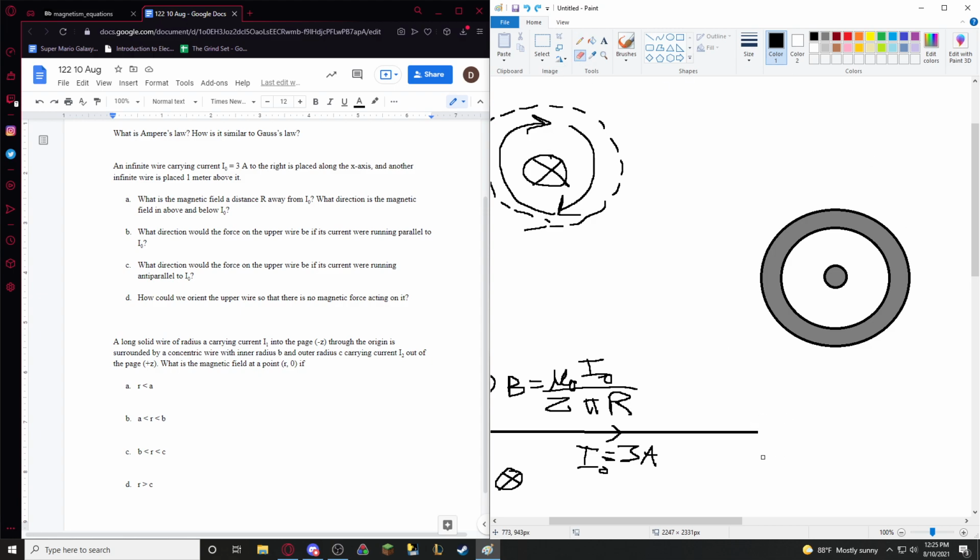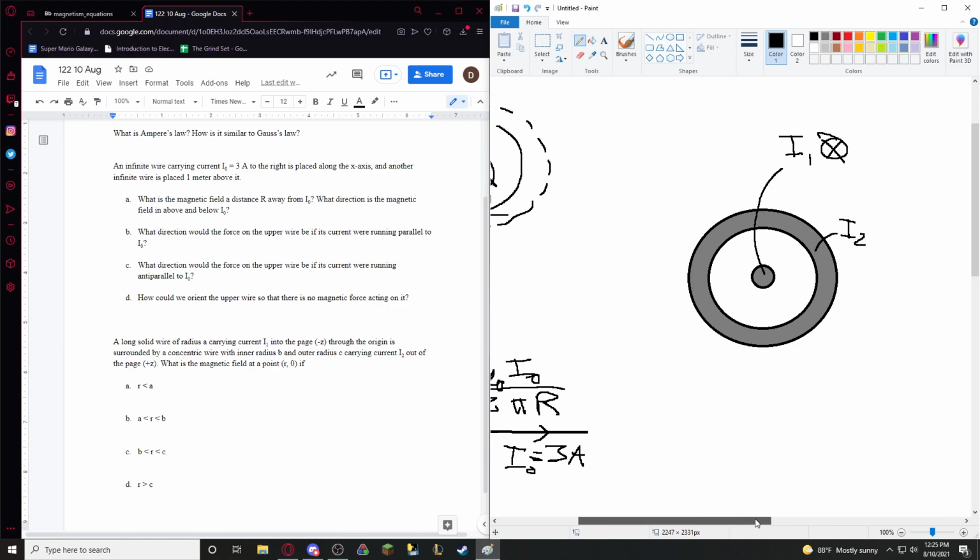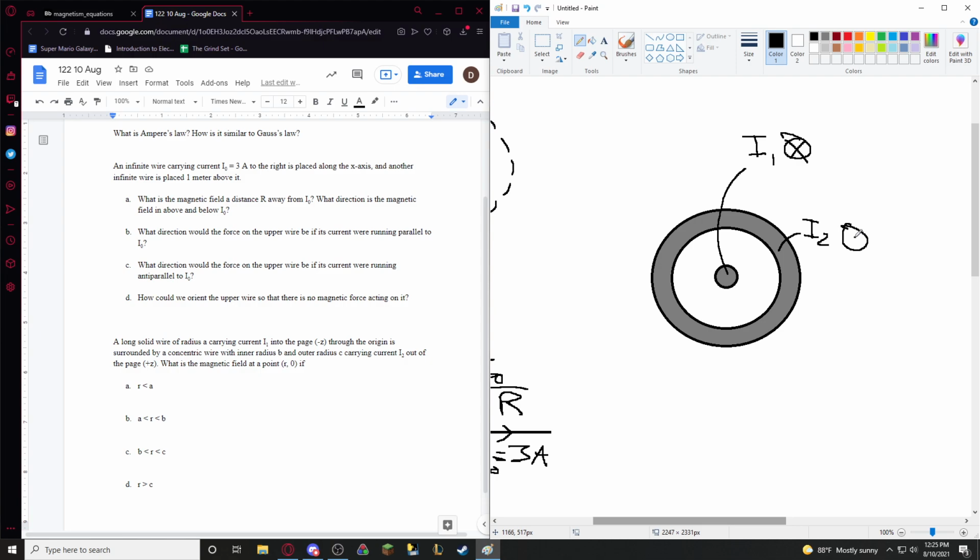So let's see. I1 is into the page, I2 is out of the page. So we have I1 is into the page. I2 is out of the page.